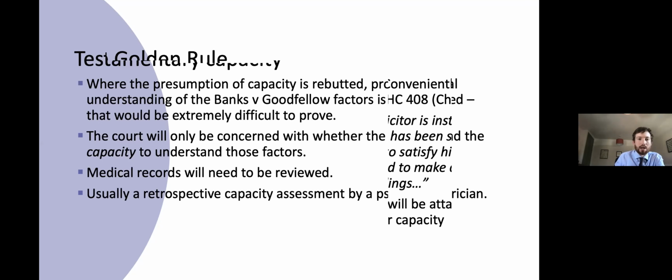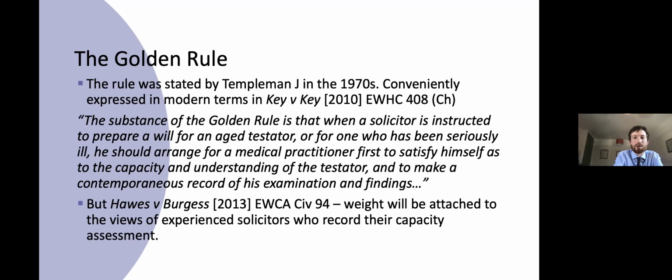If you're acting for clients and thinking about how you can prevent a challenge arising on the basis of capacity, there is the golden rule. Now, this was formulated by Mr Justice Templeman, as he then was, in the 1970s, over the course of a few cases, helpfully restated in Key and Key in modern terms.